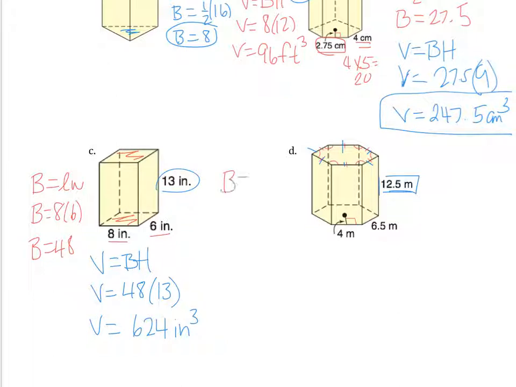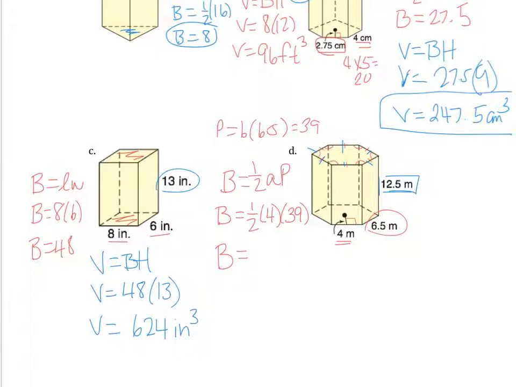So area of my base, again that formula for a regular polygon is 1/2 the apothem times the perimeter. My perimeter is going to be 6 times 6.5, because it's a 6-sided figure, which is equal to 39. So now I'm going to find the area of my base, knowing that this is my apothem, 4 meters. So I've got 1/2 my apothem, which is 4, times my perimeter, which we just found was 39. Area of the big base then is 78.